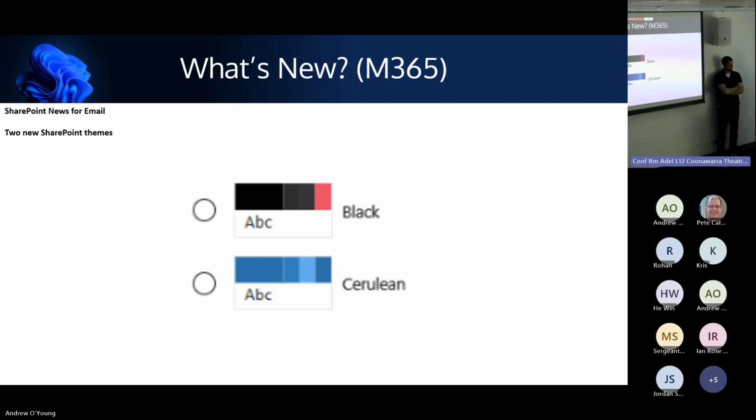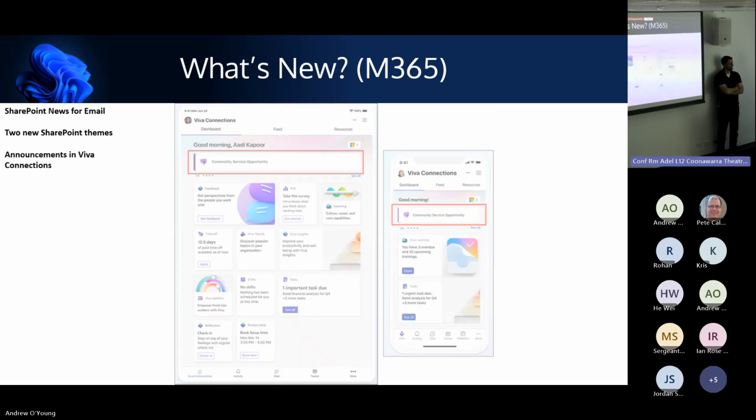There are two new SharePoint themes. They're black with a kind of red in there, and cerulean, which is another type of blue. Revolutionary. Yeah. So I don't know what the justification behind that is, but yeah, more blues than there need to be. But you can always create your own custom blues as well. So another session on that really needs to happen.